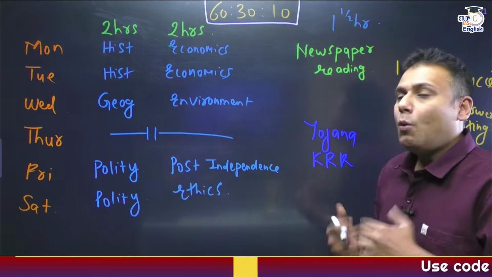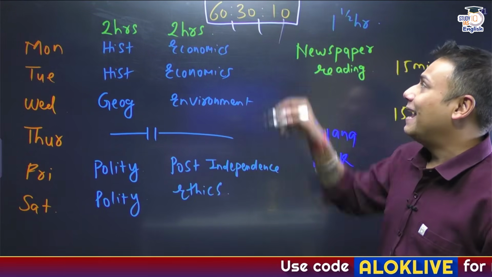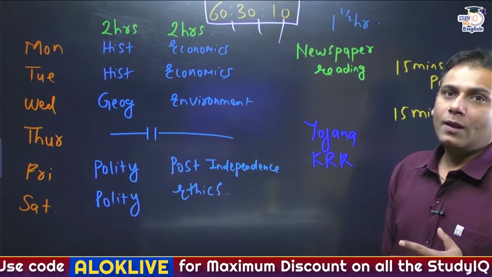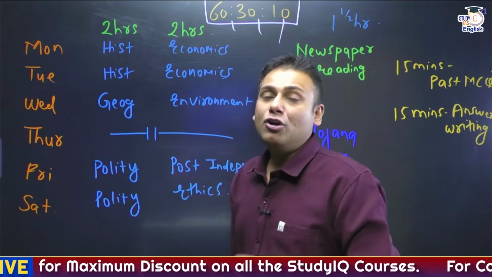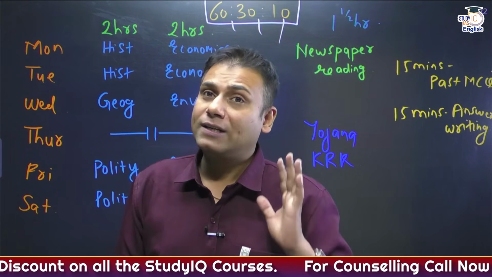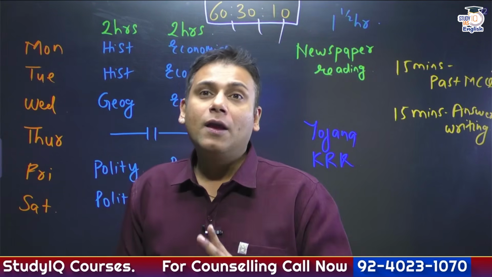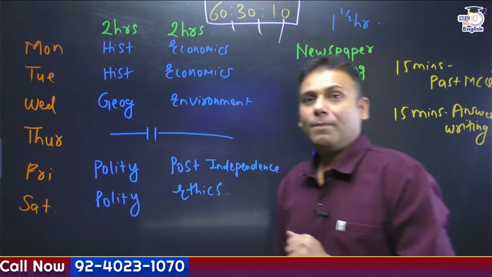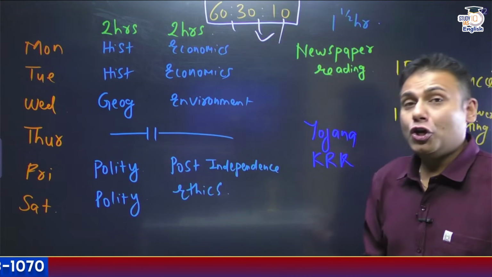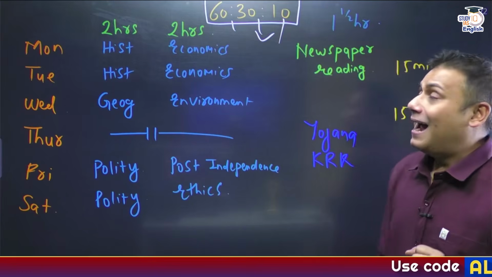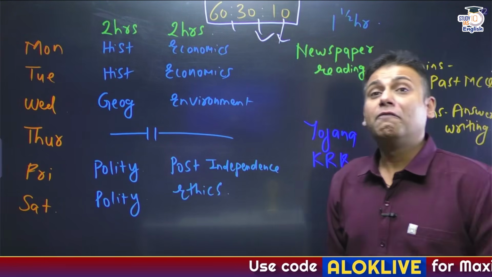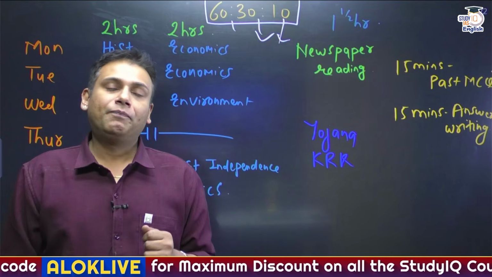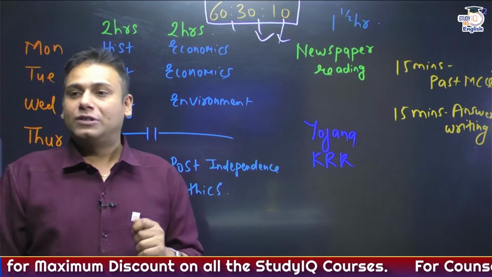Okay. Now, what is the meaning of the 60-30-10 here? Whatever timetable you are designing, 60% of that timetable should be dedicated to your core subjects: history, geography, polity, economy, your optional subject. 30% of the time should be dedicated to current affairs, and 10% of the time should be dedicated to answer writing and solving past year question papers or past year MCQs.